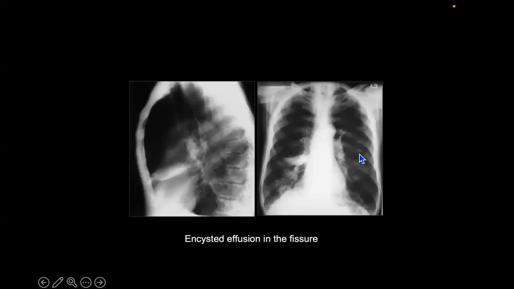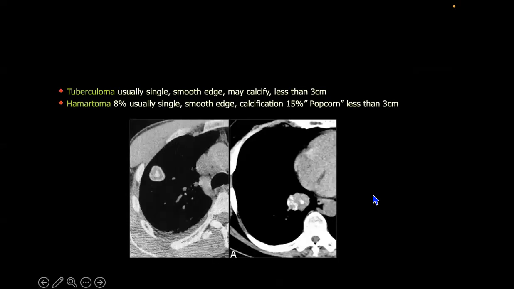Encysted pleural effusion is a very important entity because it's a great mimicker of lesions. So you have this patient with an opacity at the middle zone. It looks like anything, but it's overlying the fissure. When we did the lateral radiograph, it's just overlying the minor fissure. So this is encysted pleural effusion rather than mass.